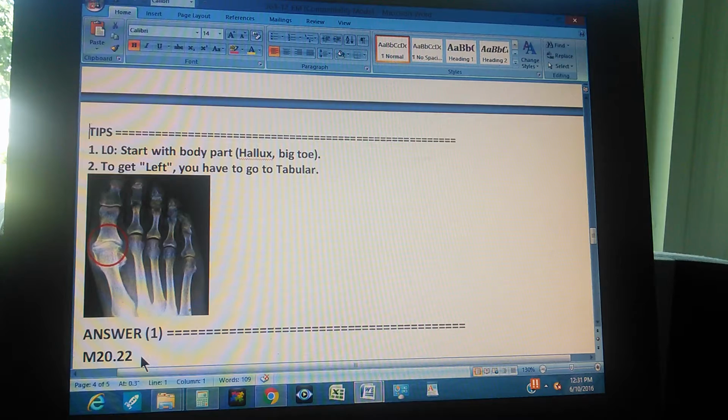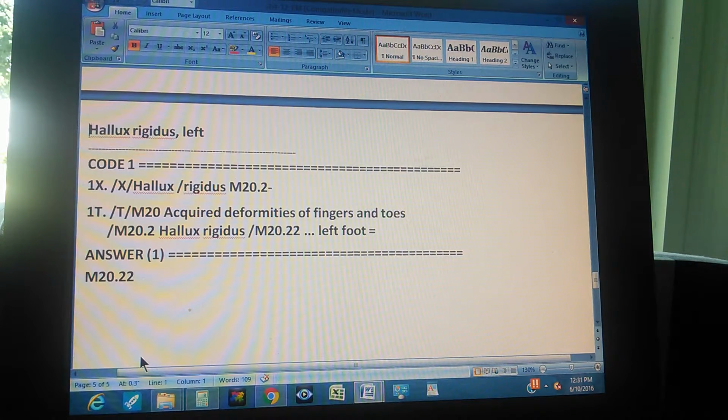So we're going to count to 3, so you can pause the video and give us the path, how you get to the answer. 1, 2, 3. Okay, this is the summary of the problem. The diagnosis is hallux rigidus, left, which means that the left toe is stiff. That's basically what it means. There's only one code, and the code through the index is found like this.